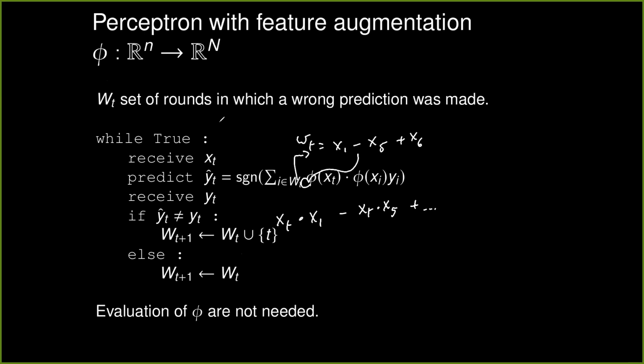So here is the algorithm with dot products. I will do two things. Explain that it only depends on dot products, but that's already clear, I guess. So is this formulation clear, or do you want me to explain it again? WT is the set of times where the prediction was wrong. So each time the prediction is wrong, we add the current time to the set.